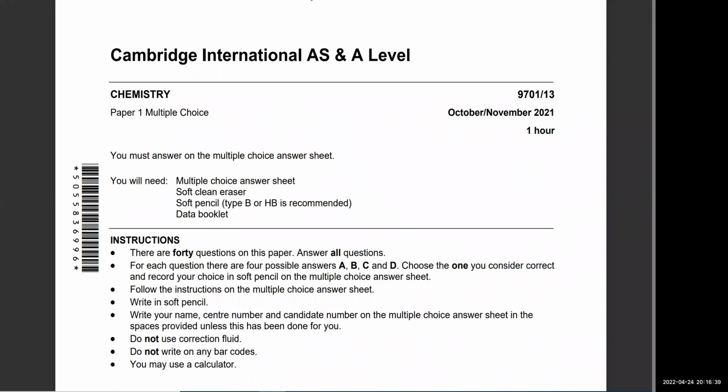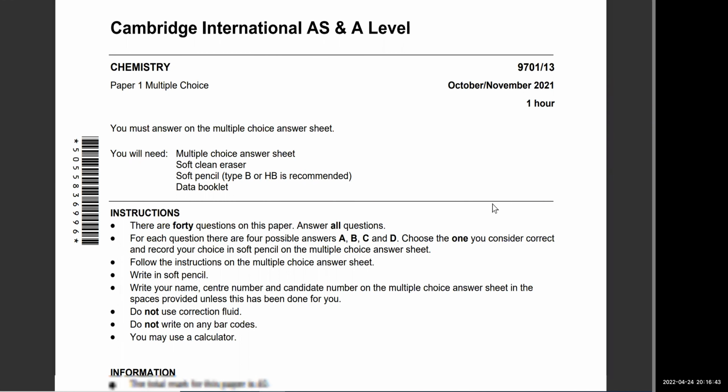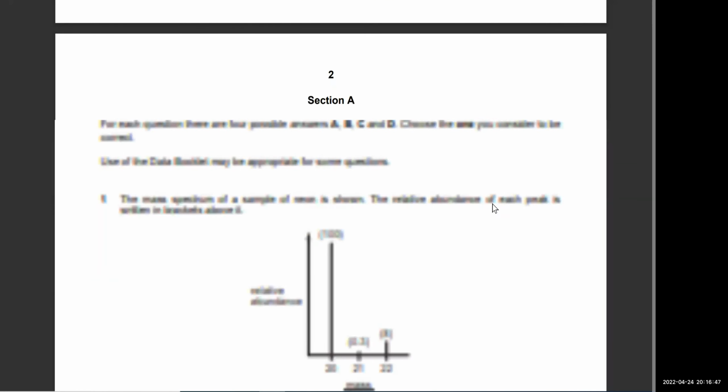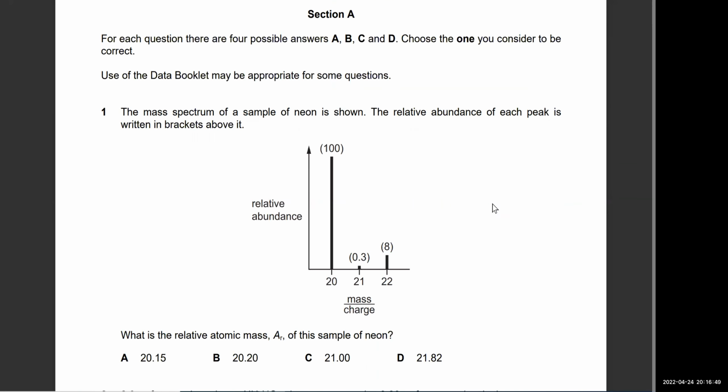So we can start with this paper. This is 1-3, October 2021. Okay, we're going to try and do an MCQ paper. So the first question.